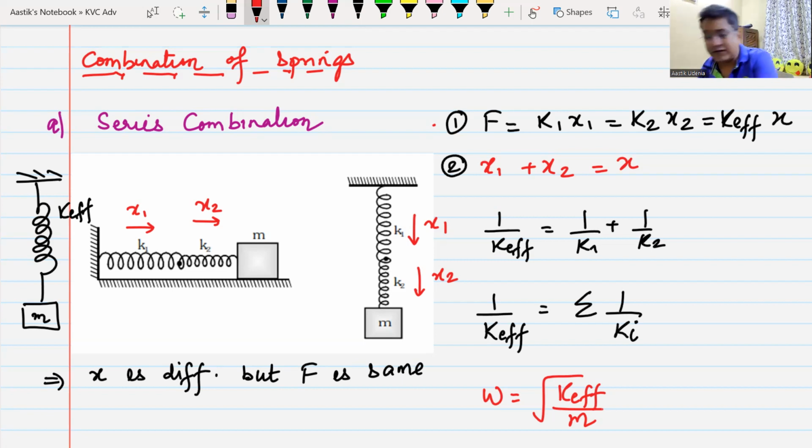We will go ahead with the series combination. There is one more combination, which is known as the parallel combination of springs. Time was not sufficient to cover both of these. So we will cover the series and parallel combinations again in the next class, and this will finish this part. Then we'll move on to other types of SHM, and probably by next class we should be able to complete all of this.